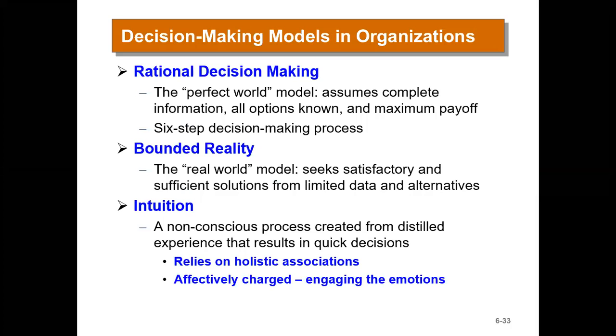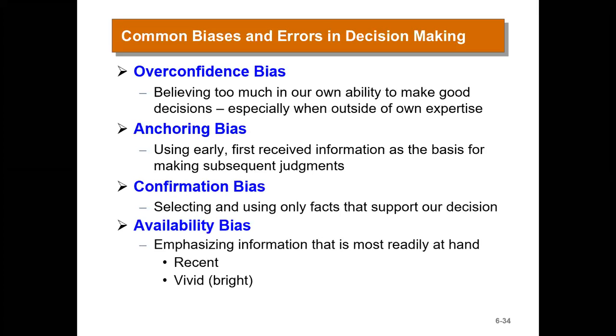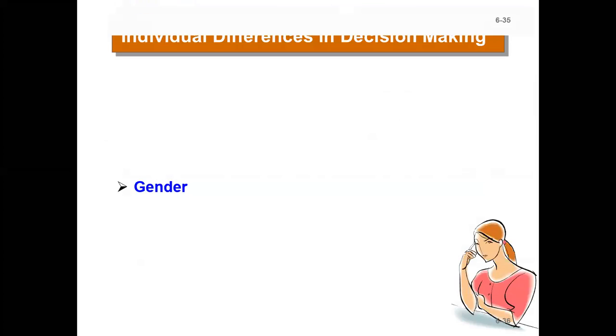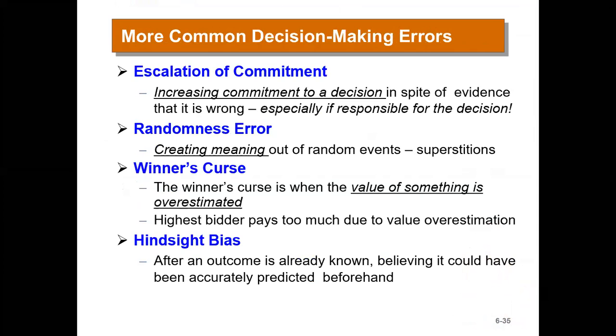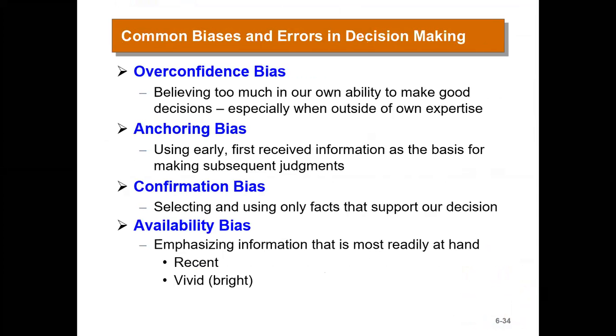Okay, so these are some of the decision making models that we have. This is rational decision making. We have bounded rationality, intuition, overconfidence, anchoring, confirmation, availability, escalation of commitment, and all of this, right? Okay, so we have all of these. Since it's already there on the LMS, you could go through it.